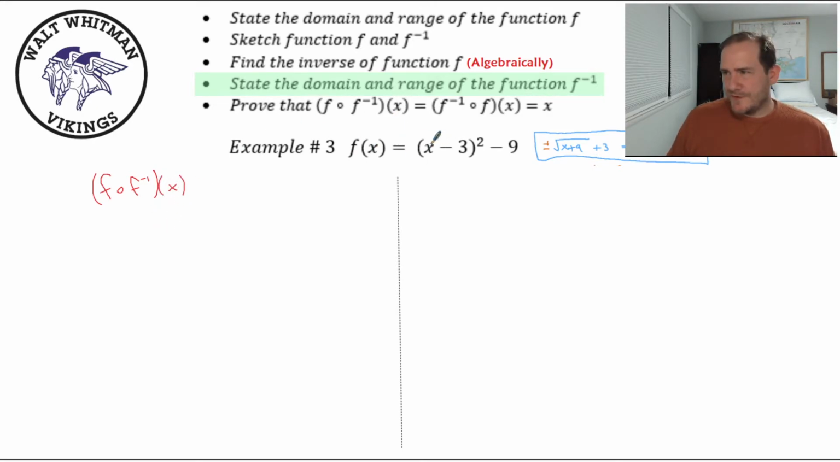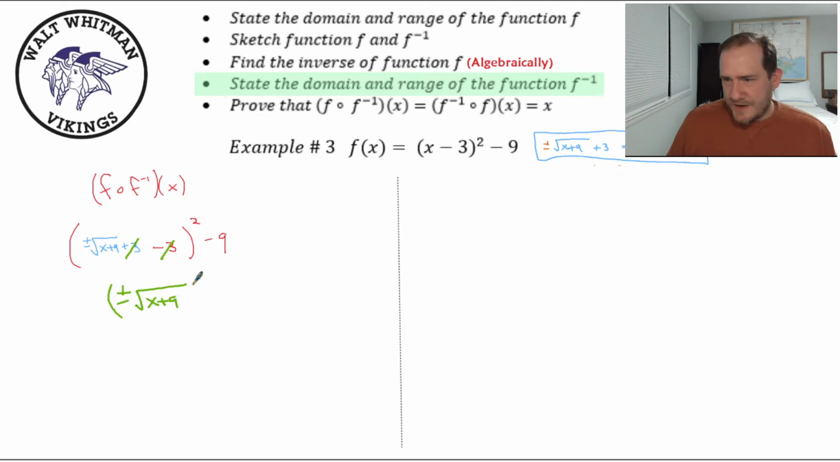That means the original function f is our outer function. So we'll have x minus 3 all squared minus 9, where we're plugging in plus or minus root x plus 9 plus 3. Yeah, that looks fine. So this should be easy peasy. Certainly right away the 3's can cancel, and then we land on the plus or minus root x plus 9.